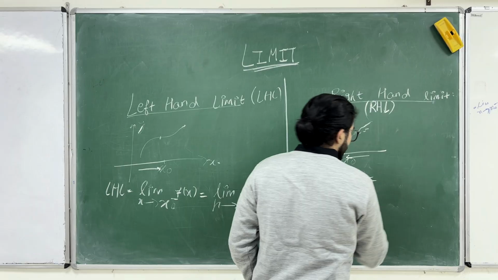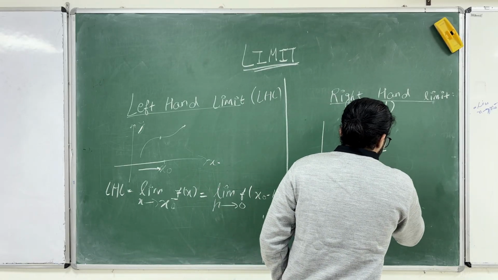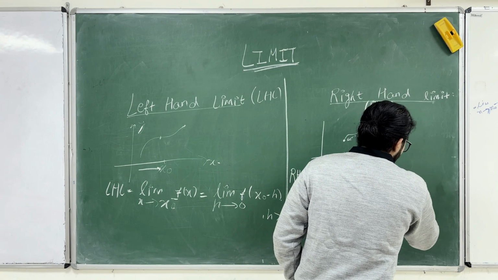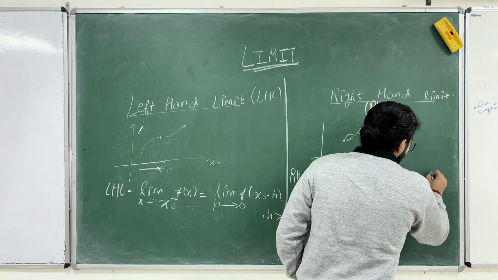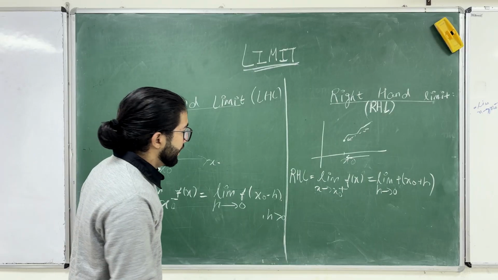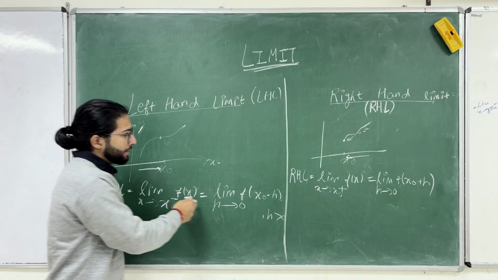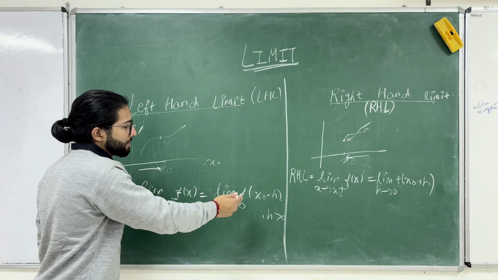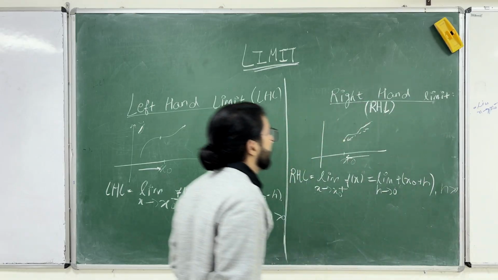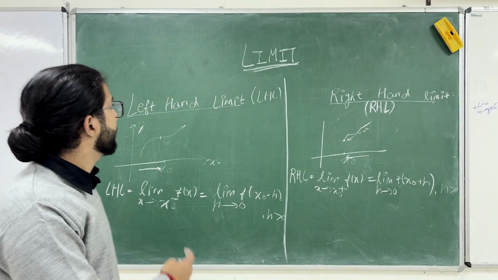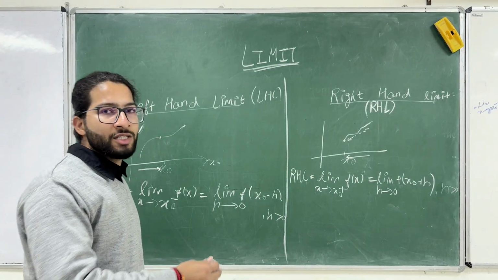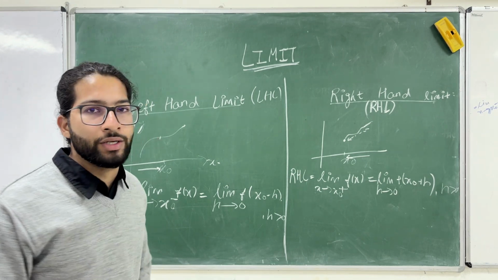f(x) is equal to, like how we can find, limit h tends to 0 f(x naught plus h). So in the left hand limit we have to put minus, in the right hand limit we have to put plus, and the things are like that. And one thing is the same, h will be greater than 0. Now if we solve a question for left hand limit and right hand limit, then it will be very clear. So now the last part of our video, we are going to discuss a solution.